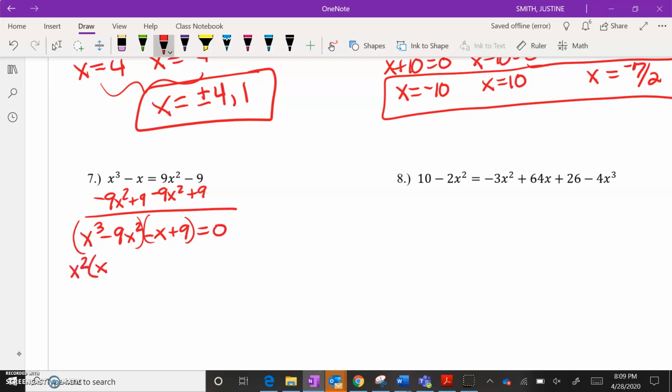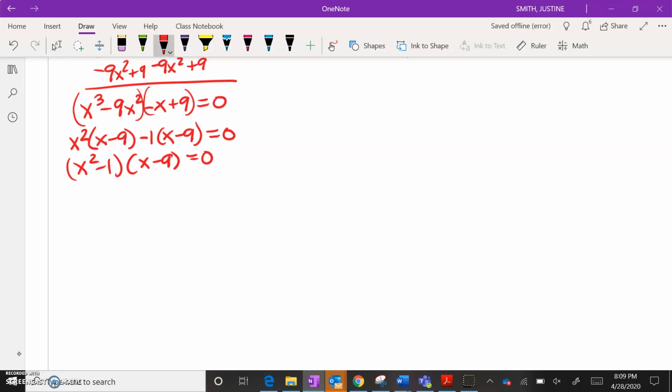Okay, take out an x squared to get x minus 9. Take out a -1 to get x minus 9. So I have x squared minus 1, and then x minus 9. And again, I have dots. So x plus 1, x minus 1, x minus 9.